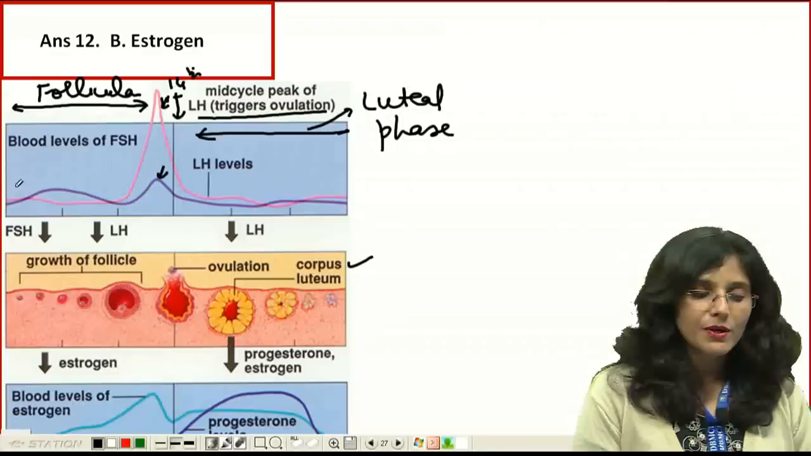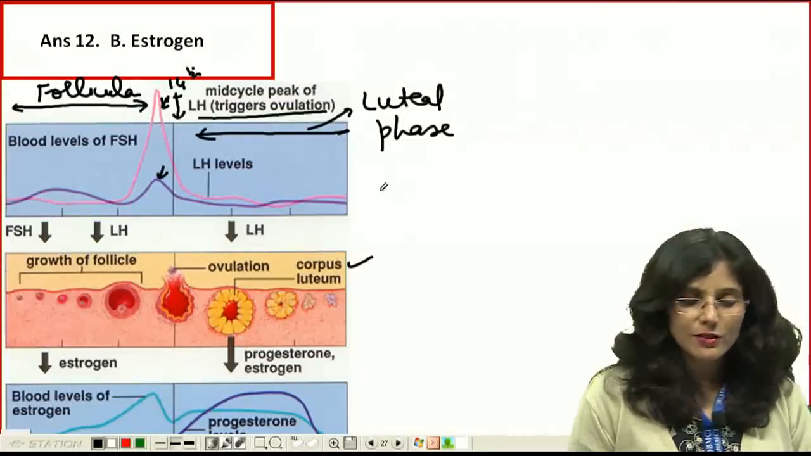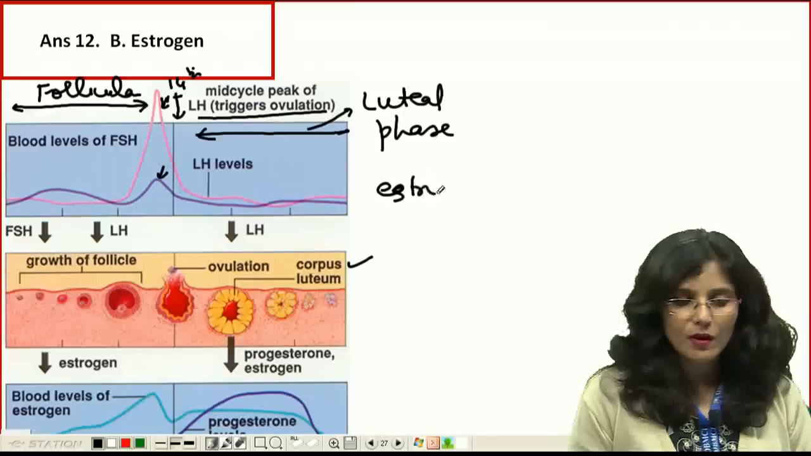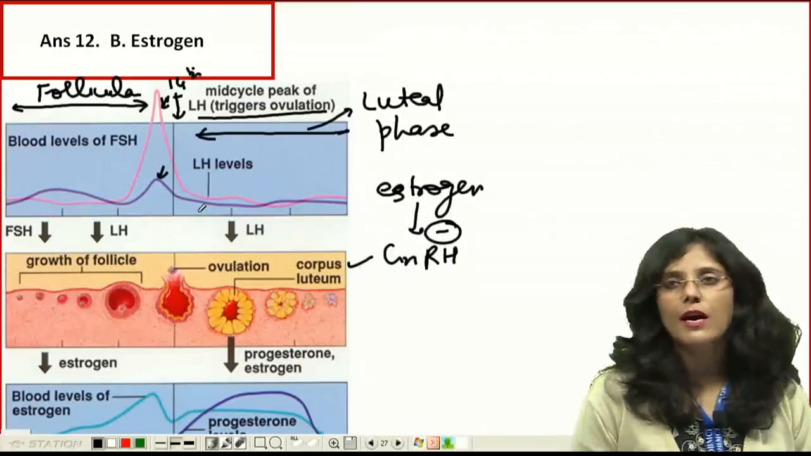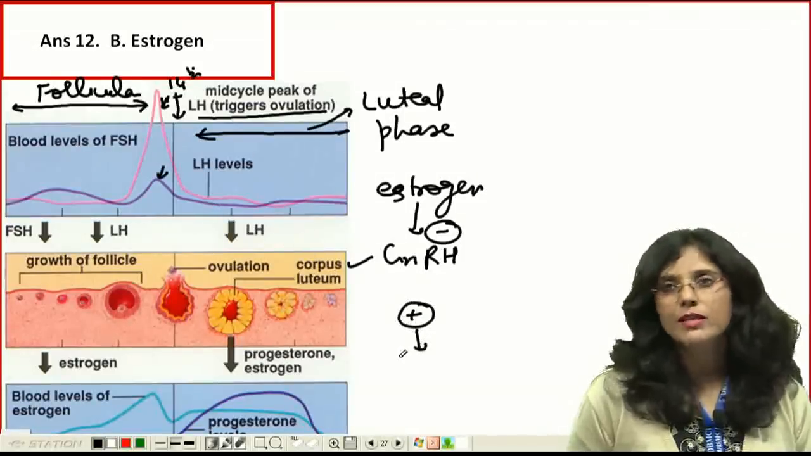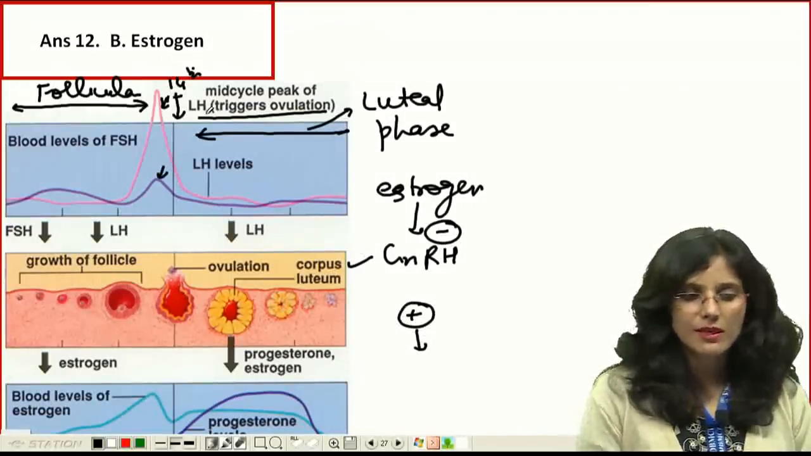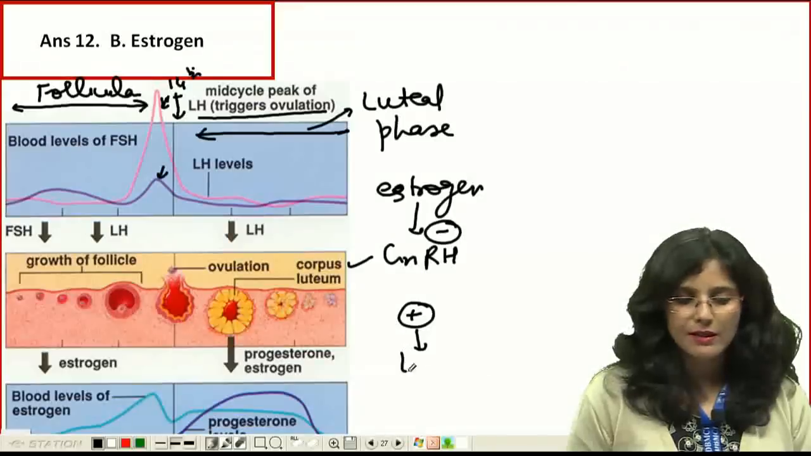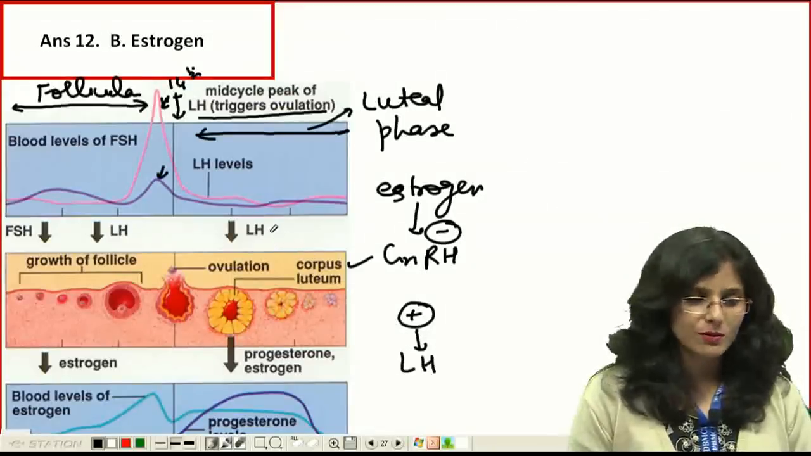This occurs because initially estrogen at low level gives negative feedback inhibition to the GnRH, but when it increases up to a certain level, it gives a positive feedback to the GnRH. This changes near the time of ovulation, and then there is an LH surge and FSH increase also.